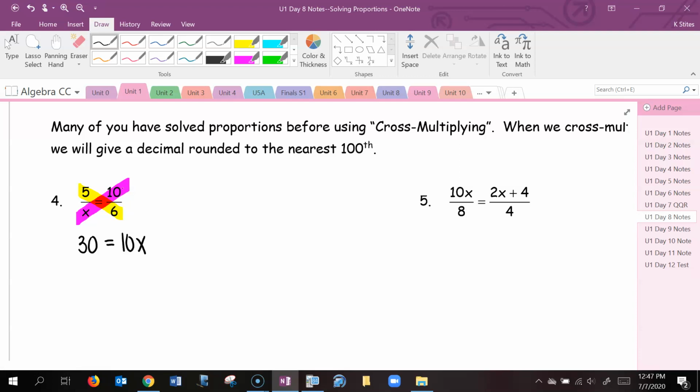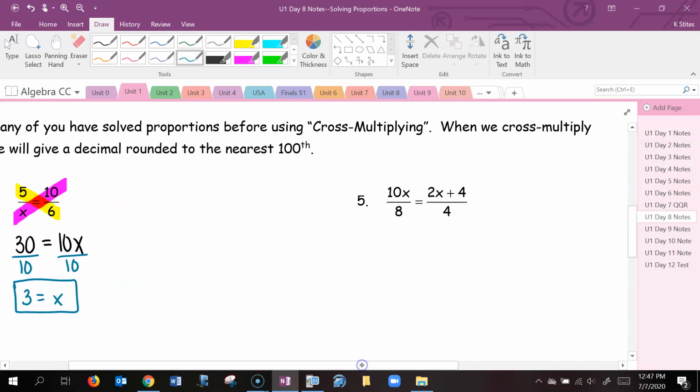All right, now we just have a regular equation that we can solve. I have 10 times x, so I'm going to divide by 10 on both sides. 30 divided by 10 is 3. So x equals 3. And there you go, that's it. Okay, so that was a more simplistic one. Let's make it a little more complicated.